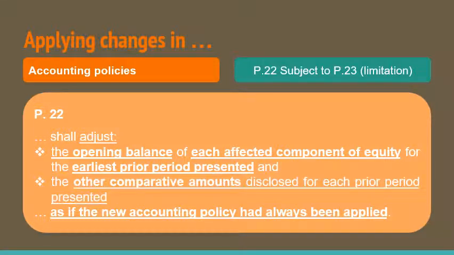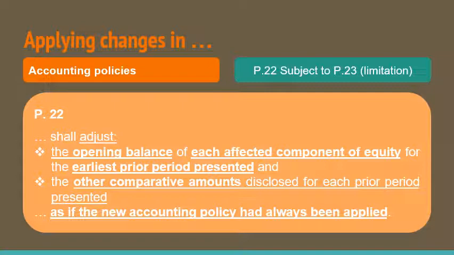The adjustment shall also be made to other comparative amounts disclosed for each prior period presented. If you review any financial statements of companies in Bursa Malaysia, you will see that they provide not only the financial information for the reporting period, but also the year before. For example, if you are looking at the financial statements of financial year 2020, you will also be provided with the financial information for financial year 2019. This is for comparative purposes, and thus is called comparative amounts.